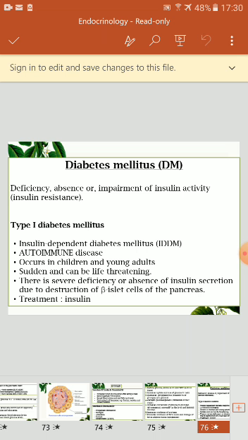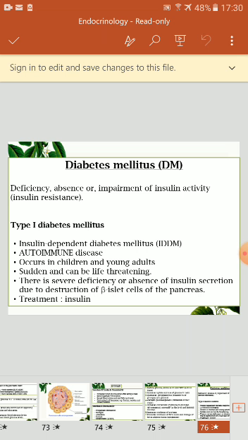Type 1 is also known as IDDM, insulin dependent diabetes mellitus. It's majorly an autoimmune disease and it usually occurs in children and young adults. And it's sudden and can be very life threatening. There is severe deficiency or absence of insulin secretion due to the destruction of beta islet cells of the pancreas, and treatment is insulin.